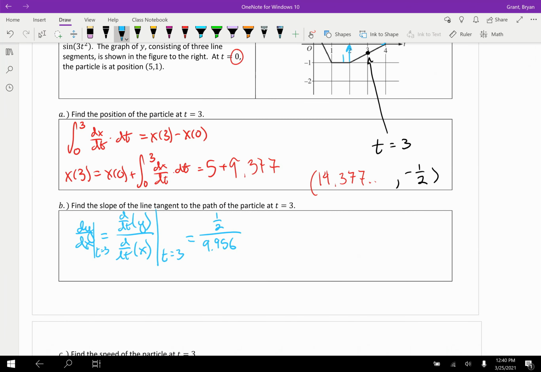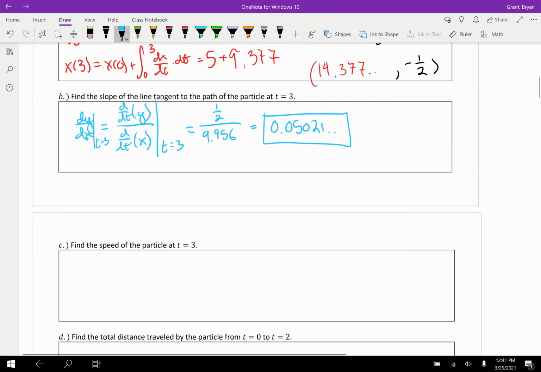9.956. And then we just have to do 1/2 divided by that, and I've prepped it already. It's 0.05021, whatever you want to do. And we're set. There's the slope of our tangent line. Not bad at all. Moving on.